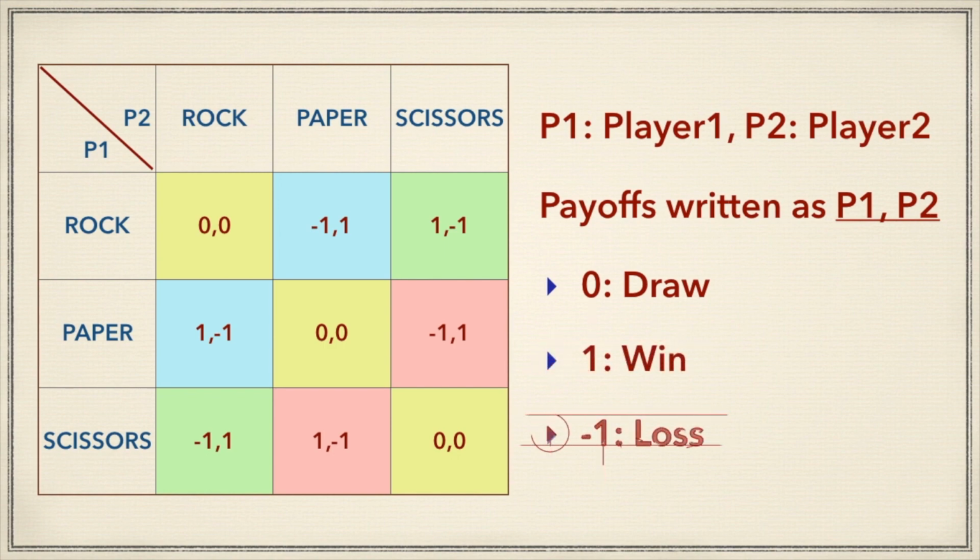If both play the same, then it's a draw, so the payoff is 0, 0. Those are the diagonals of yellow cells. Paper beats rock, as you can see in the blue cells. Rock beats scissors, as you can see from the green cells. And finally, scissors beats paper, as you can see from the pink or peach colored cells.